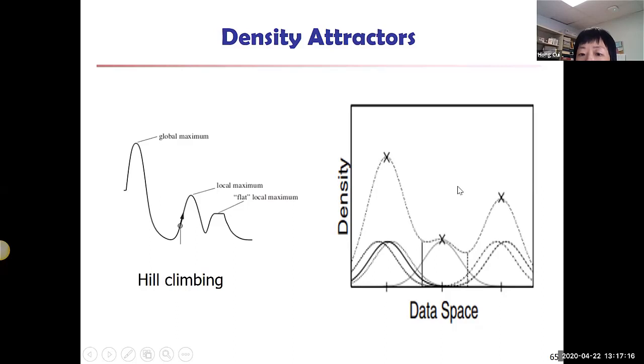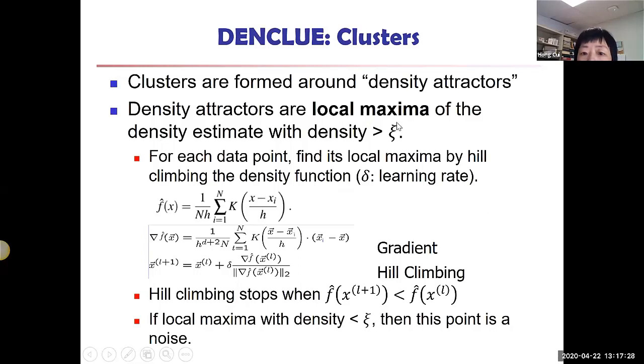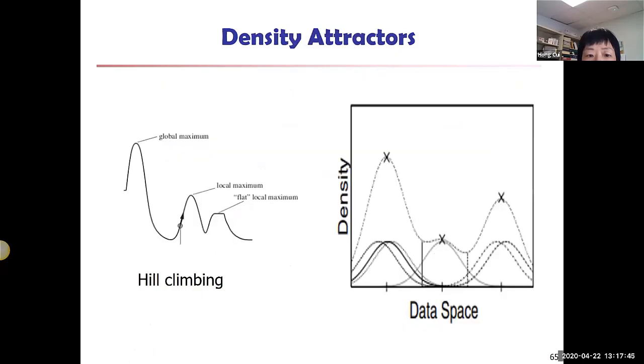But not all of these are going to be considered density attractors because we have a threshold. Our threshold says that local maxima must have a density greater than a value. So this f has to be greater than this threshold. I think we covered everything on this slide.